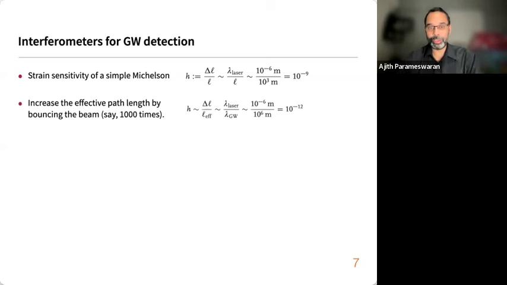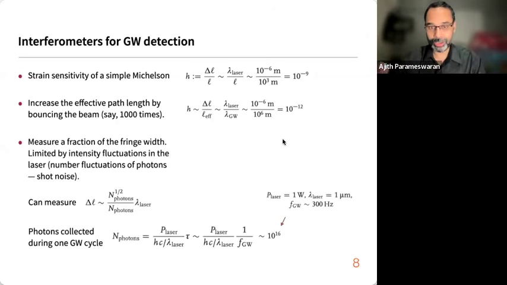So how can we improve the sensitivity of these instruments? One is that you can increase the effective arm length of the interferometer by bouncing the light a number of times, let's say 1,000 times. So by bouncing the light in the arm about 1,000 times, you can increase the effective arm length by a factor of 1,000. So that will give you another factor of 1,000 in your strain sensitivity. So that will give you about 10 to the minus 12. Still far from what we want.